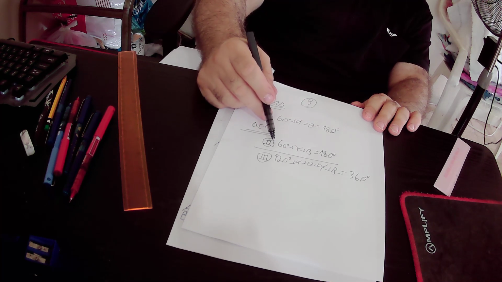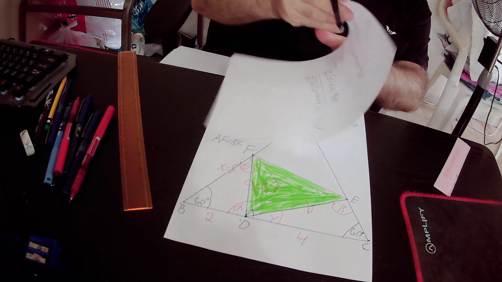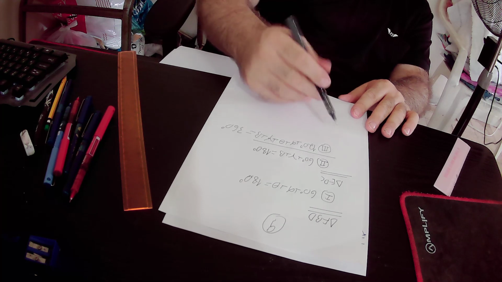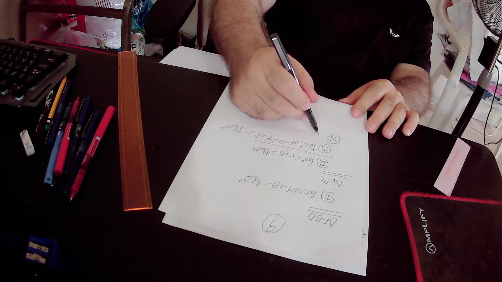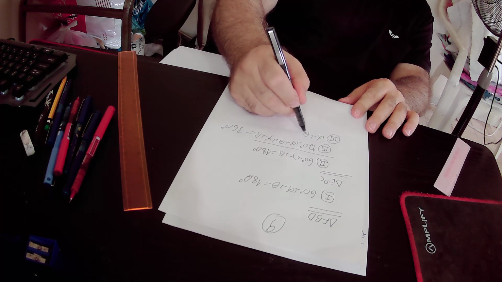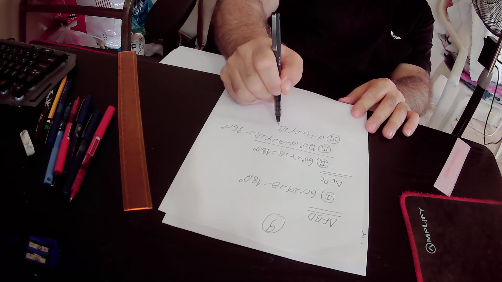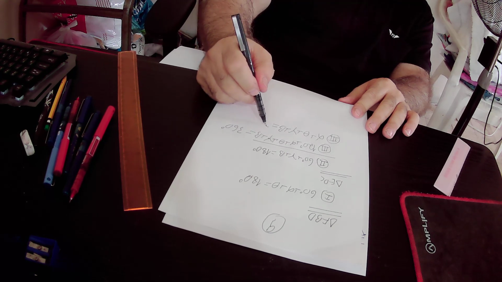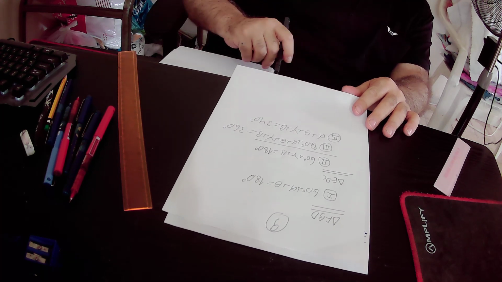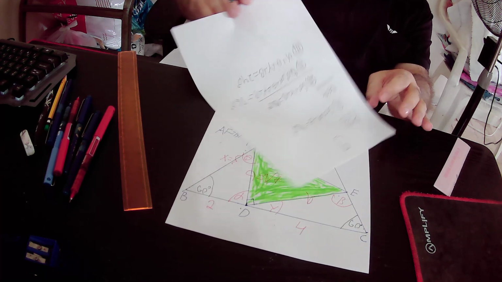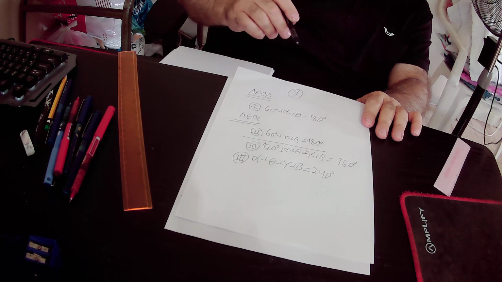Here we will subtract 120 degrees from equation number 3, and we get that alpha plus theta plus gamma plus beta equals 240 degrees. So according to equation number 3, alpha plus theta plus gamma plus beta equals 240 degrees.